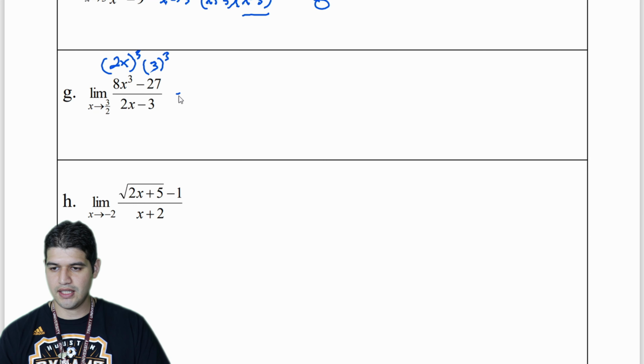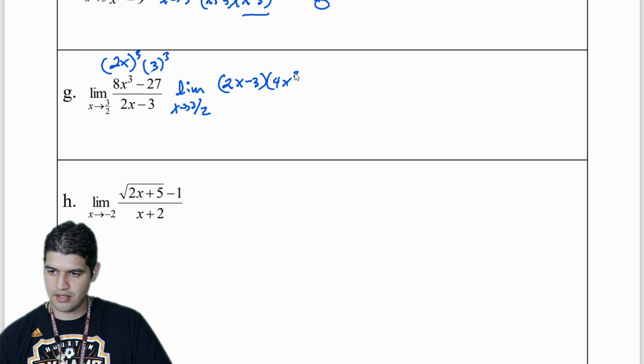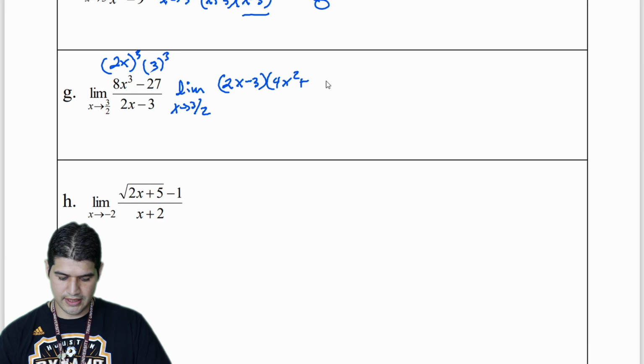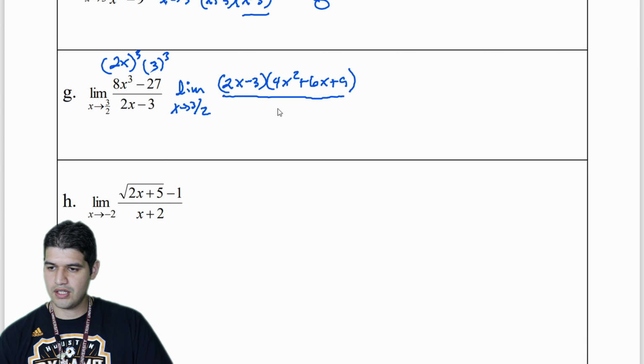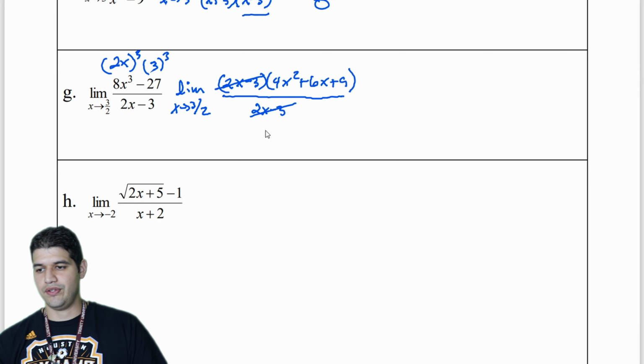And what happens here is we'll have the limit as x approaches 3 halves of 2x minus 3 times, let's see, 4x squared plus 6x plus 9 over 2x minus 3. Well, what happens with that is these divide out, the 2x minus 3's are gone, and now I can substitute in 3 halves.